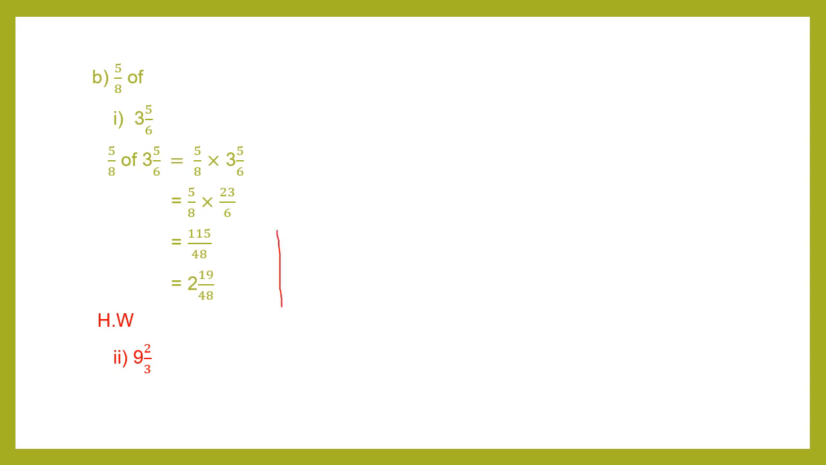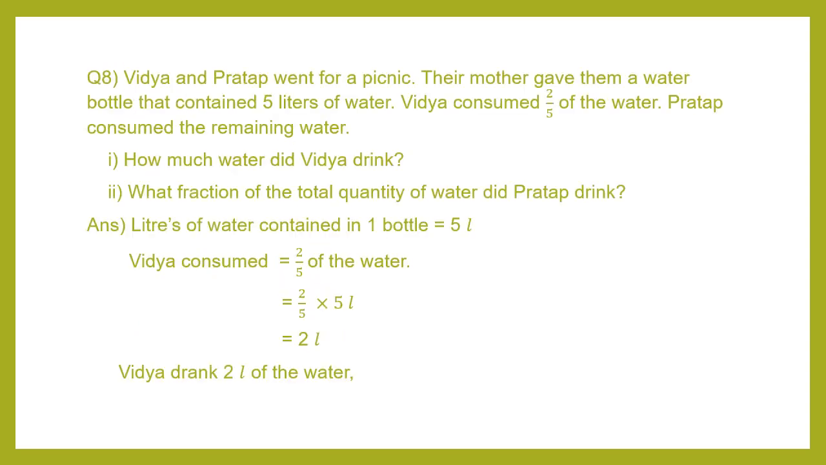So divide 115 by 48, that is 48 2s are 96. Now subtract, so that is 19 and here 1. So that is 2 19 upon 48. Now second one, 9 2 by 3, you can do it as homework.